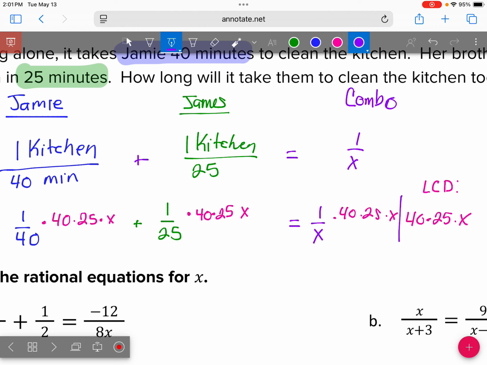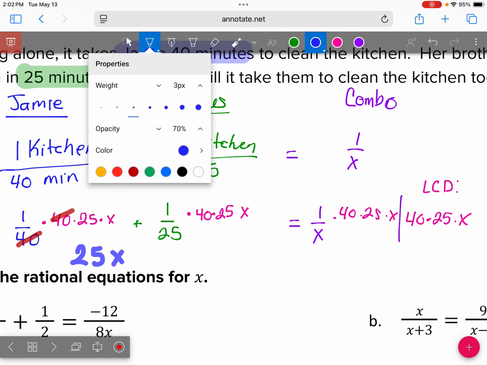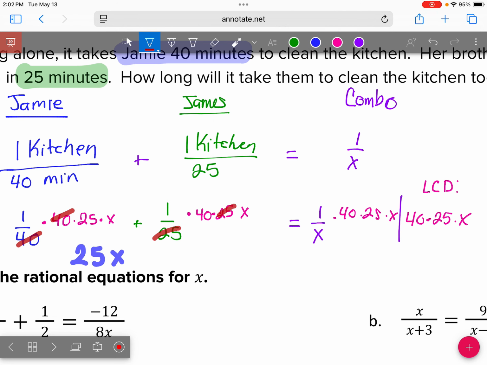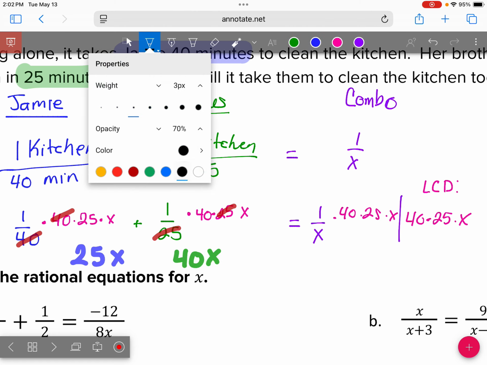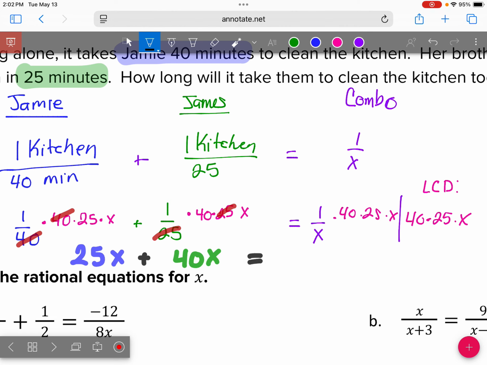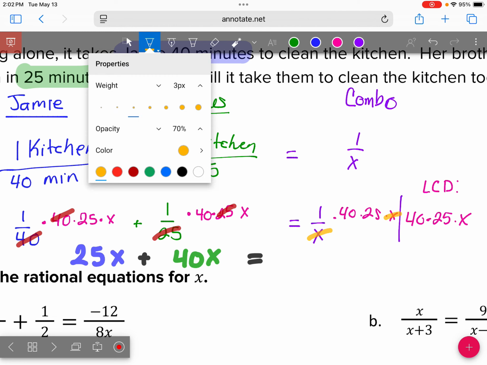The benefit of doing it just like that is it makes it really easy to spot how things are going to cancel out. The 40s are going to cancel out here, leaving us with 25x. Our 25s are going to cancel out here, leaving us with a 40x. And our x's are going to cancel out, leaving us with 40 times 25. And 40 times 25 is 1,000.